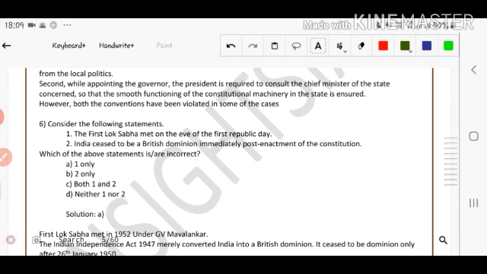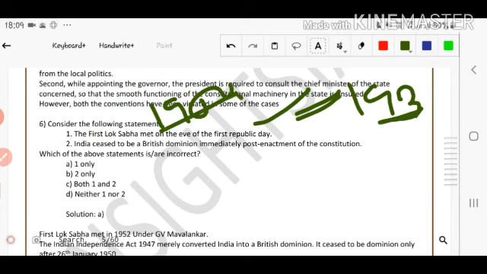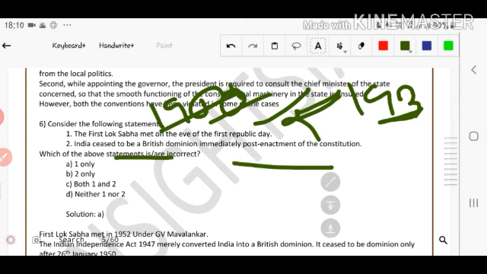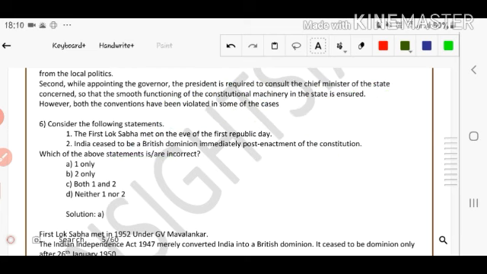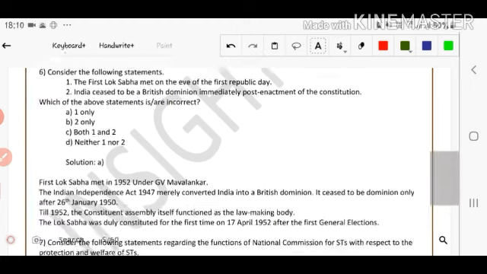First is incorrect. Yes, बिल्कुल इनकरेक्ट है क्योंकि 1952 में ये सब हुआ था. Note the first, and that first meeting happened on 26 January 1950. So first is wrong. And India ceased to be the British dominion immediately. That is right because post enactment of the constitution, given in the constitution itself, we could not remain a dominion. It means that the Indian Independence Act of 1947 is annulled by the constitution itself. So the answer here is A.